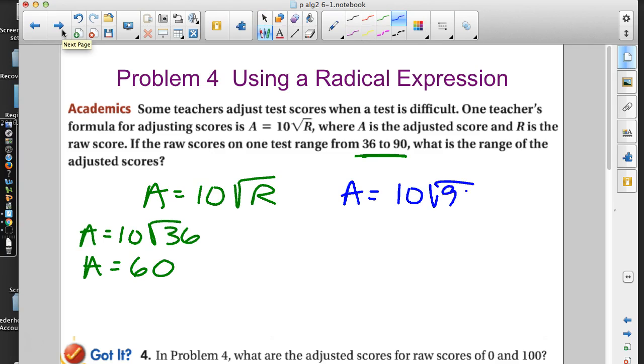10 square root of 90. It's the square root of 90. Something not nice. Let's grab a calculator and see what I do. Did anybody want to say 30 right away? That's 900.